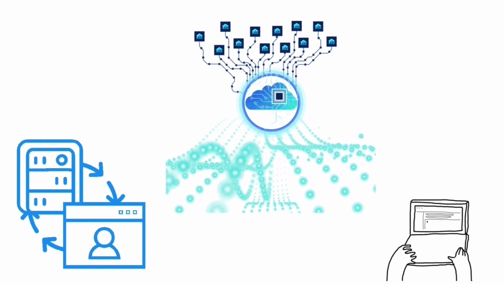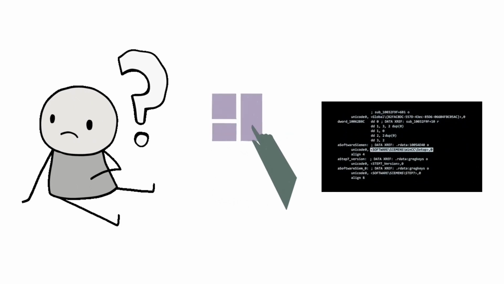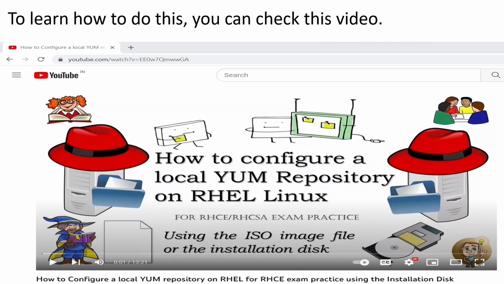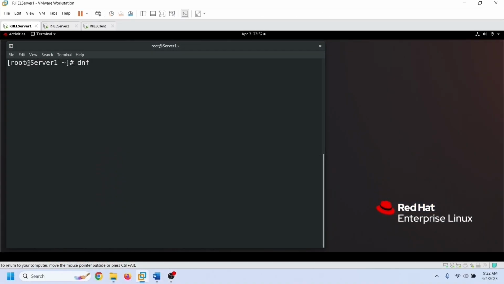If you have Red Hat's active subscription and the system is connected to the internet, you can install packages from Red Hat's online repositories. If you don't have Red Hat's active subscription, you can configure a local repository from RHEL's installation disk and use it to install packages. To learn how to do this, you can check this video. Let's install both packages on both systems.